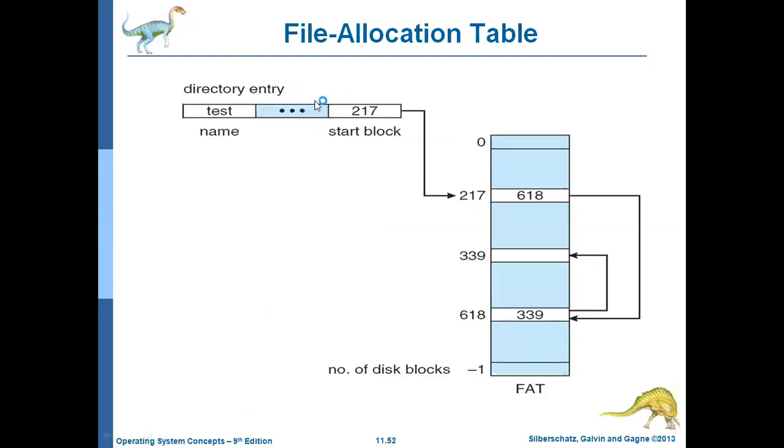As I said, it is quite similar to your linked list. You can just see that this is the name, and this is my start block. It says that this is my file allocation table. At 217, it will have the address pointing towards the next respective content. It is pointing towards 618. 618 says 339. These are all addresses there. Ultimately these are the 3 blocks which are used for storing a particular file entry called test.